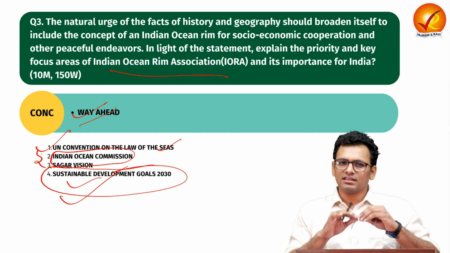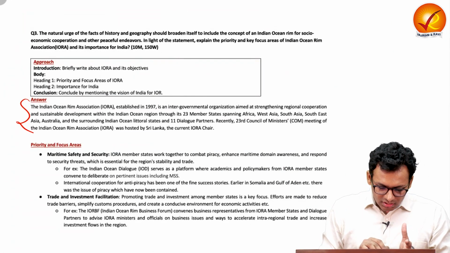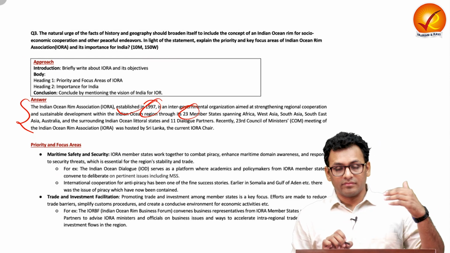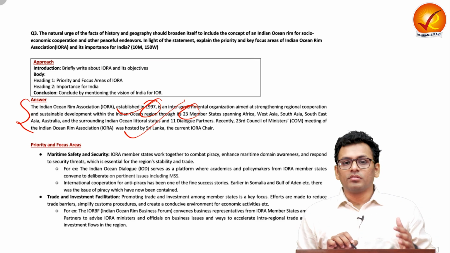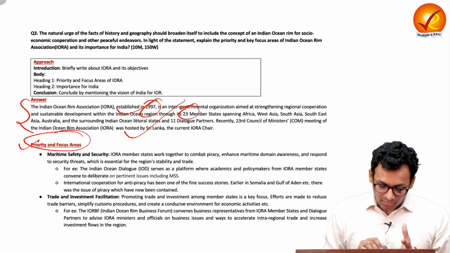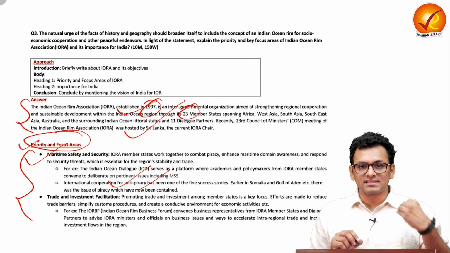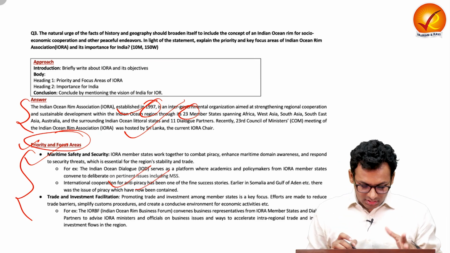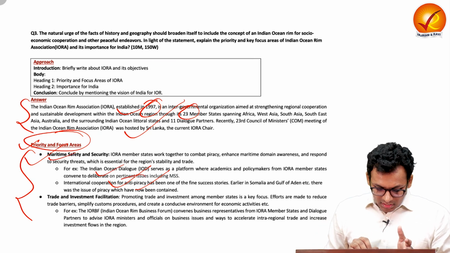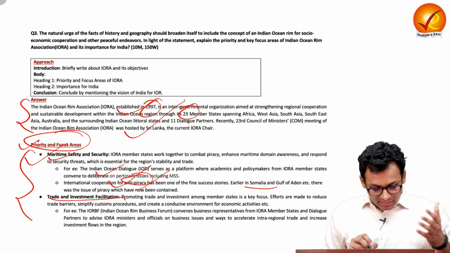Now let us see the model answer and understand how we can inculcate the same in our answer writing practice. So very first, you can talk in the introduction about the establishment year. You can talk about the number of member states. So that is something you can talk about regarding IORA in the introduction. In the body, first we are talking about priority and focus area. Over here, you give out different points and you cite specific examples to enhance the quality of your point. Like you can talk about the Indian Ocean Dialogue for maritime safety, anti-piracy, specifically with respect to Somalia and the Gulf of Aden. Then you talk about trade and investment facilitation.